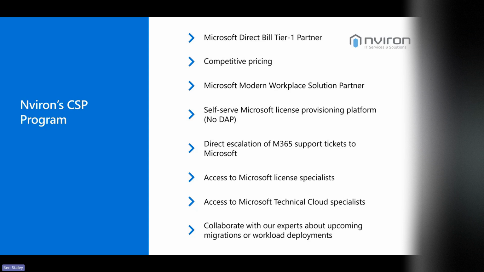Nviron are a Microsoft Direct Bill Tier 1 partner, so we aren't an indirect reseller, and we don't work with a distributor, for example, an indirect provider. So we provision all our customer Microsoft 365 subscriptions directly with Microsoft, and as a Microsoft Direct Bill Tier 1 partner, we receive excellent discounts from Microsoft, and we basically pass those discounts on to our customers to ensure we can provide competitive rates and best value.